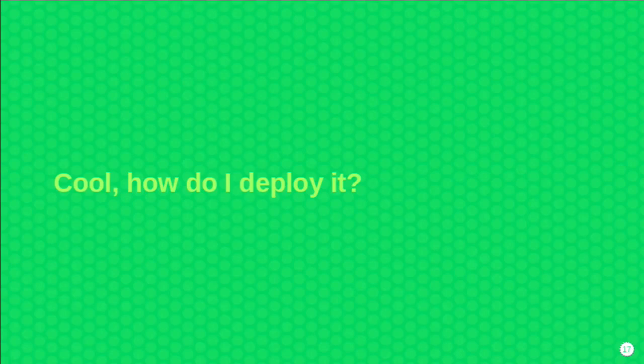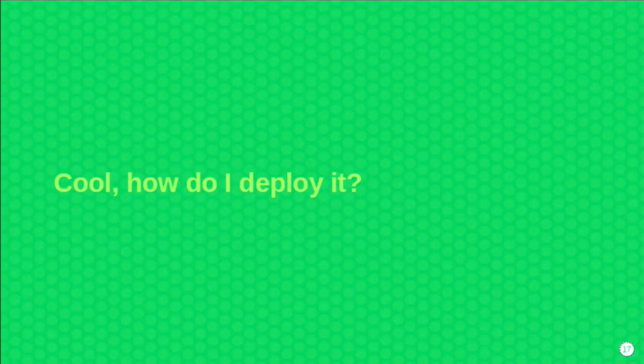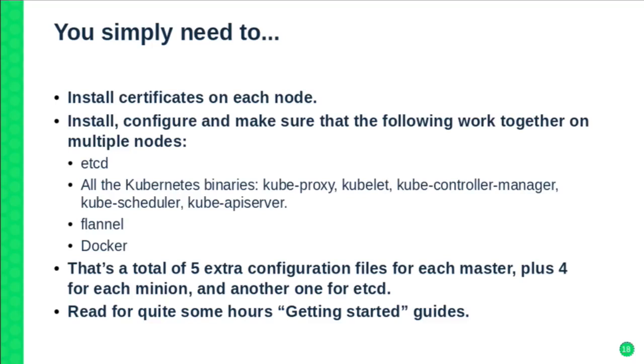And I didn't show it here, but there should also be an etcd cluster, which is the key-value store that Kubernetes is going to use to persist data about your cluster, where your pods are and all that. So okay, how do you deploy that?